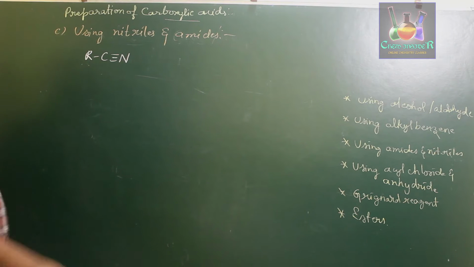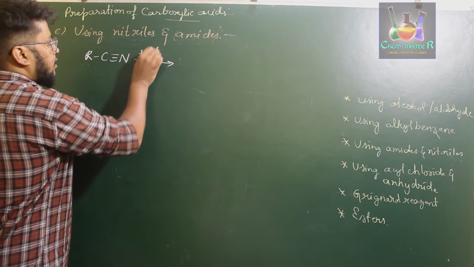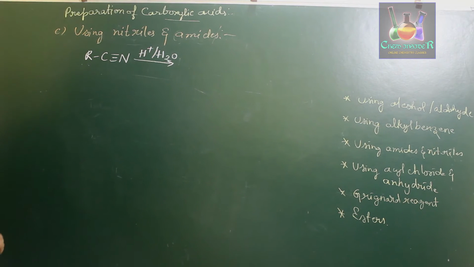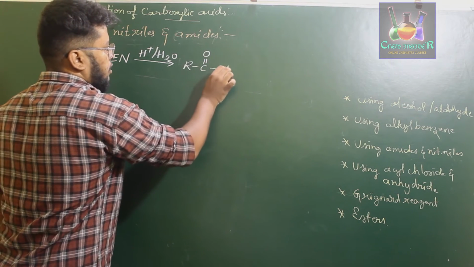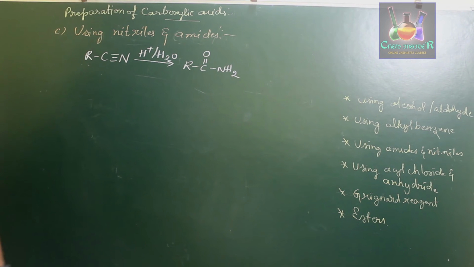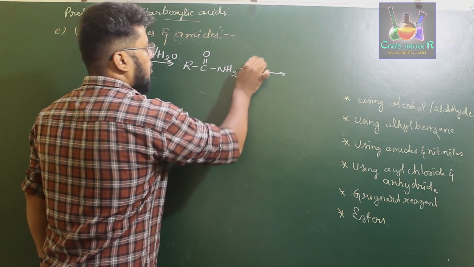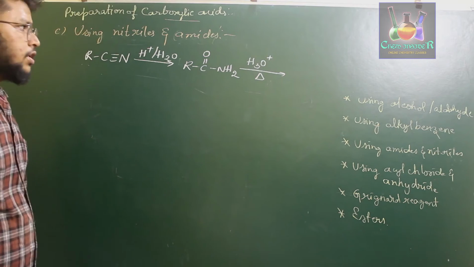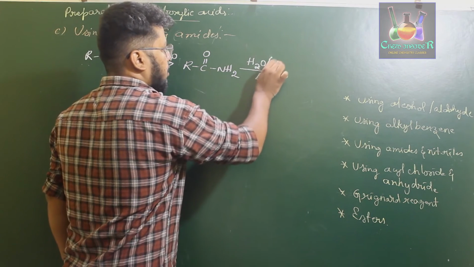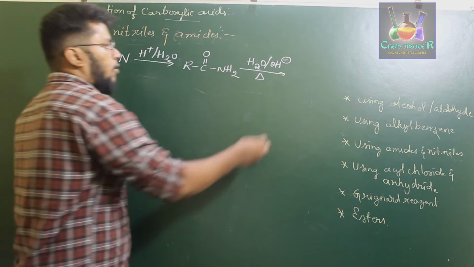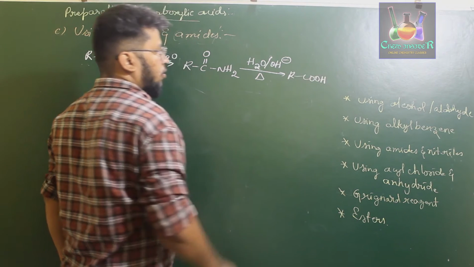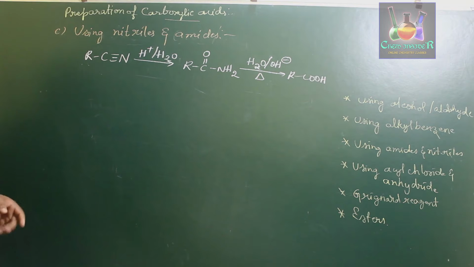When you treat nitriles for acid hydrolysis, H plus H2O, the carbon atom of the CN bond undergoes oxidation to form amides, RCONH2. These amides, on heating with water under basic condition, in the presence of OH minus, form carboxylic acid. So this is the preparation of carboxylic acid from nitriles.